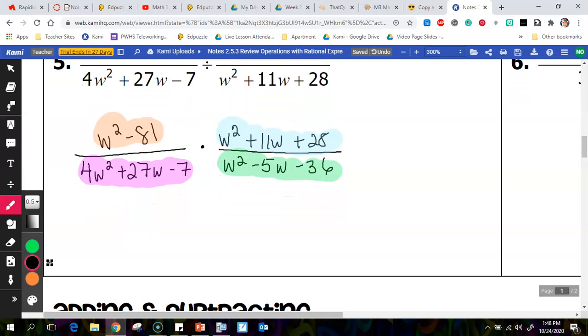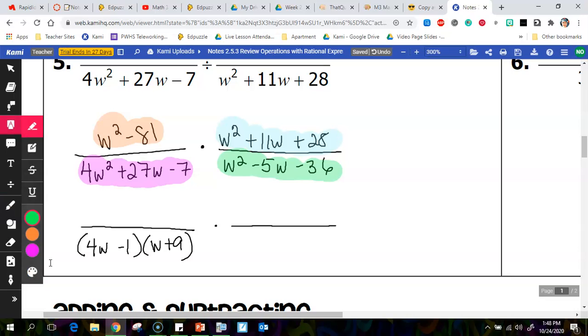Okay, so what I want you to do, I'm going to give you the purple one. And then I want you to try to factor the other ones. The purple one is 4w minus 1 and w plus 9. So that was the purple. I want you to pause your video and try to do the orange, teal, and green ones. Try to factor those. The orange one's a difference of squares, and for the other two, find your binomials. You got your binomials, and you look at the last number in the middle term.